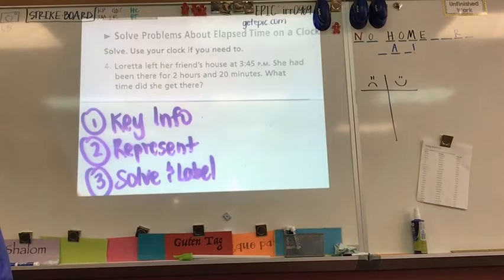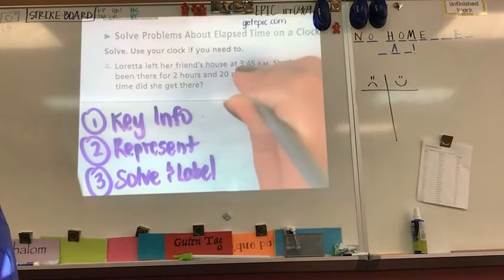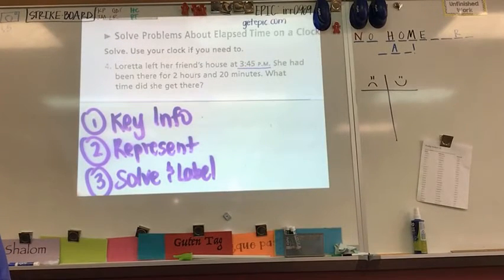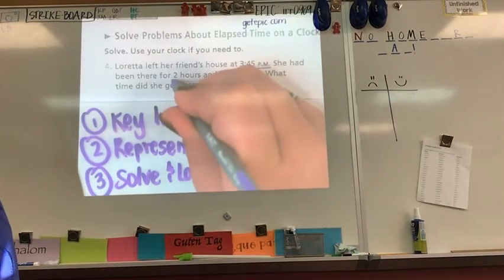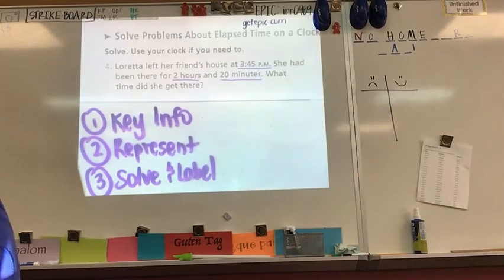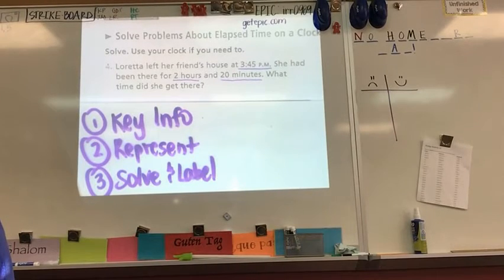Loretta left her friend's house at 3:45 p.m. She had been there for 2 hours and 20 minutes. What time did she get there? She left the house at 3:45 p.m. That's definitely key information. She had been there for 2 hours and 20 minutes, and they want to know what time she got there. Now, we've always said that the key information is going to be the time chunks, but another thing that you need to think about is, are we adding time? Are we subtracting time? Or are we just finding the time that passed?